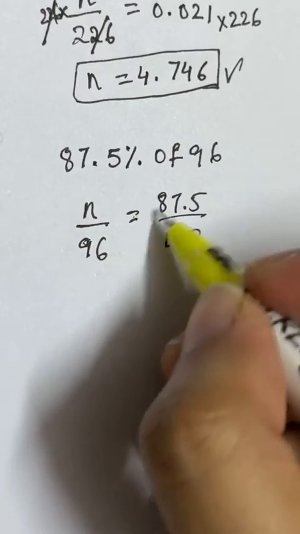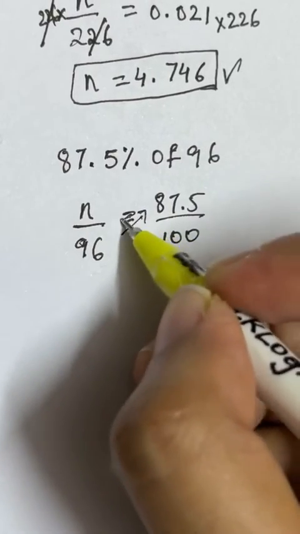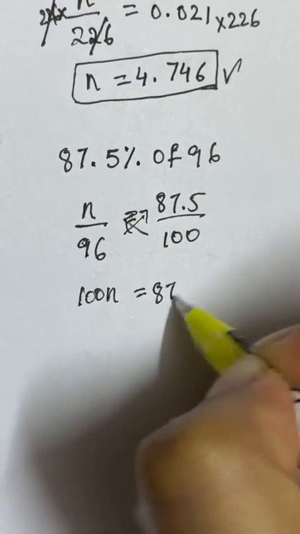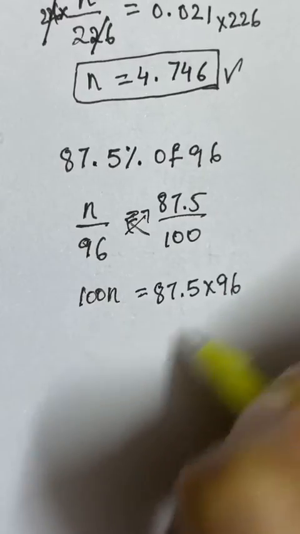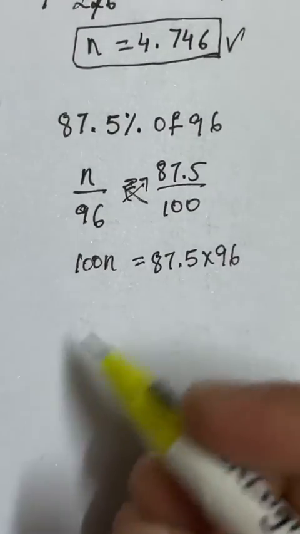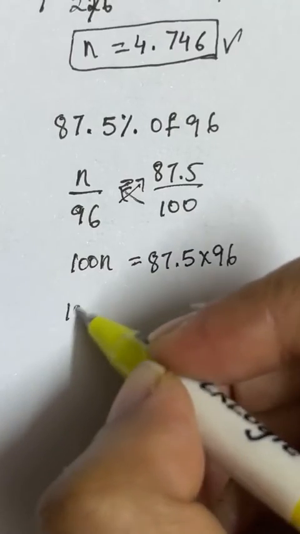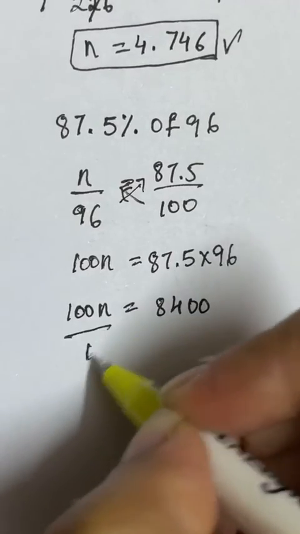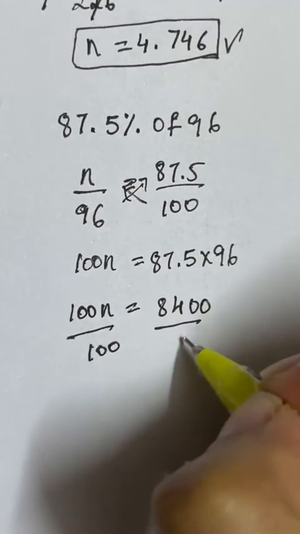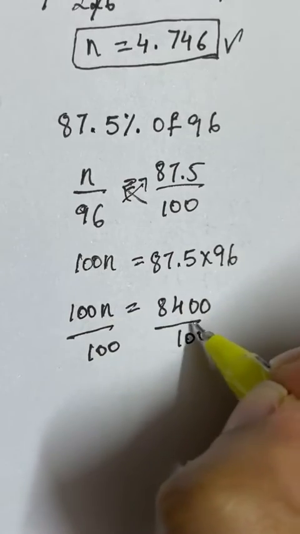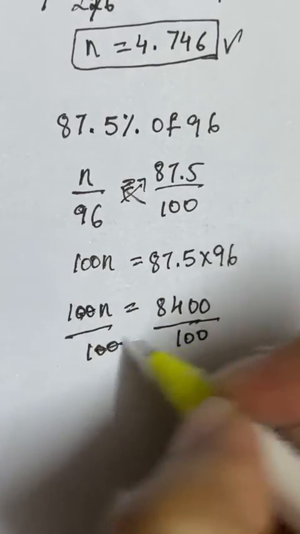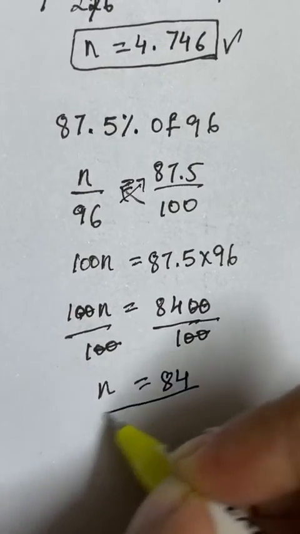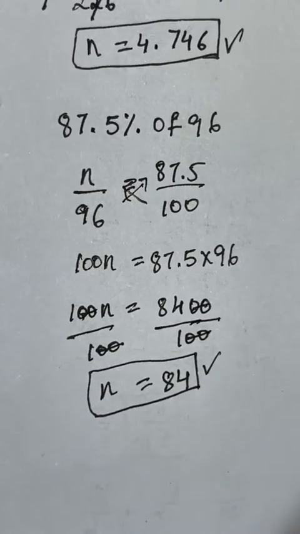All right, so now what are we going to do? Just cross multiply things, to make it easier. So 100 times n, 100n is equal to 87.5 times 96. What is 87.5 times 96? You're going to get 8,400. So you have 100n is equal to 8,400. Divide both sides by 100. Why are you dividing both sides by 100? To isolate n. Yes, you need to isolate n. So here the zeros cross out, so n is left as 84. So that's equal to 84.